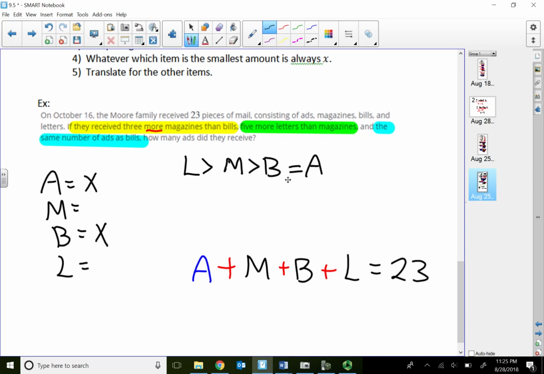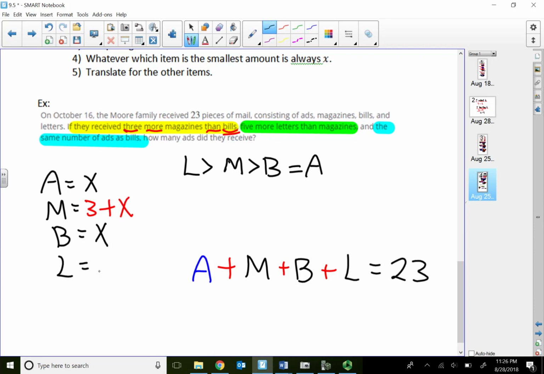Once we establish who's going to be the variable X, then we go backwards. The next bigger one is magazines. So which sentence, yellow or green, do I need to translate next? It has to be yellow, because the yellow has magazines compared with bills. The yellow one said three more. When I see three, I write three. So magazines is 3 more than, which means plus, the bills, which is X.